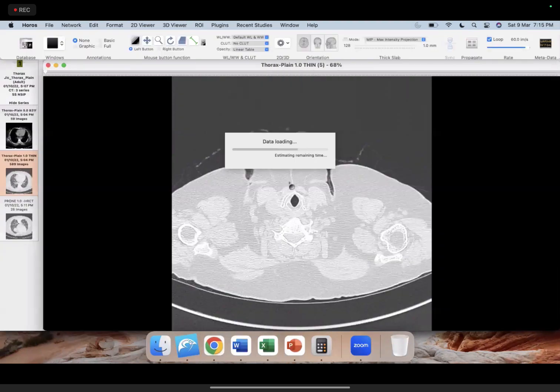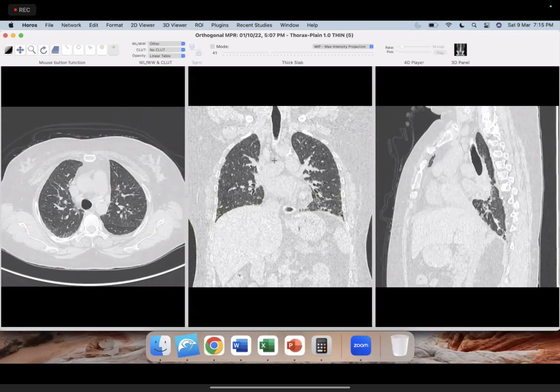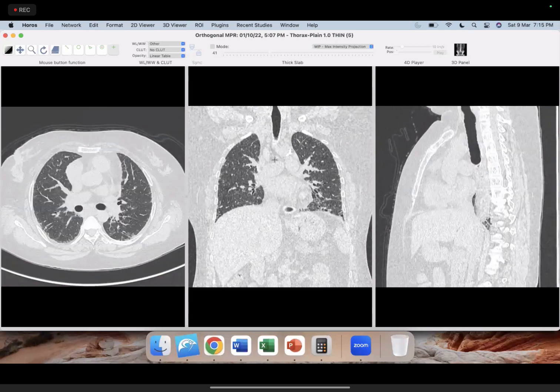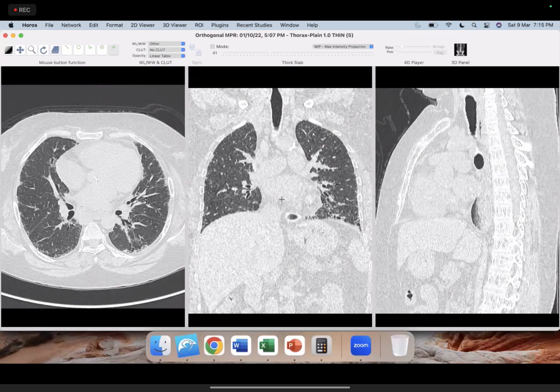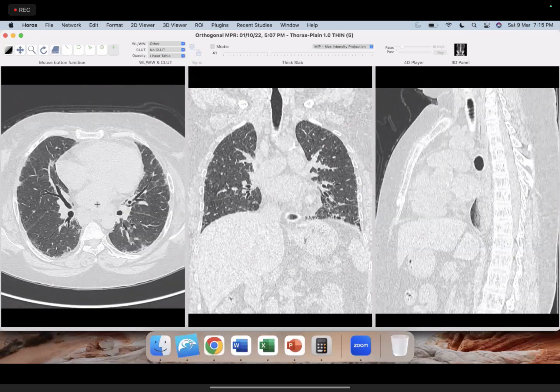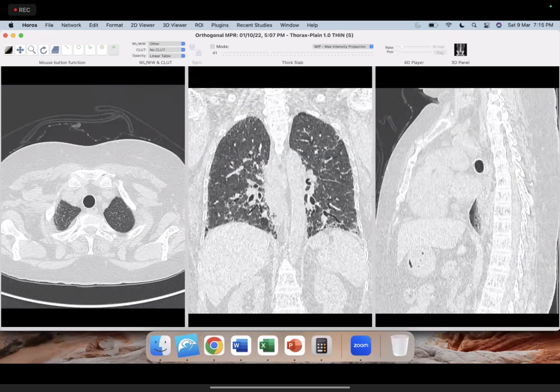This is a 52 year old female who presented with a 1 year history of progressive dyspnea. So again, I'm going to scroll in the craniocaudal direction once, and then coming back up again, coronal and sagittal. So what do we see here?